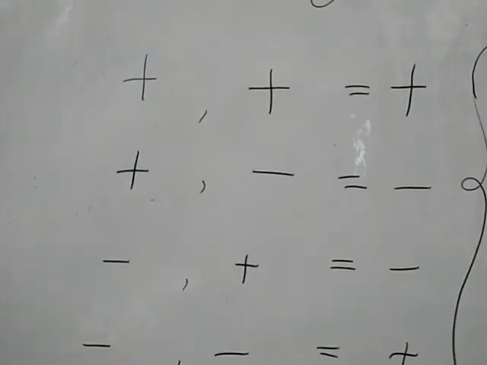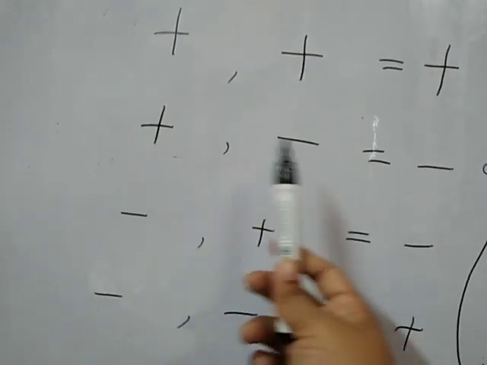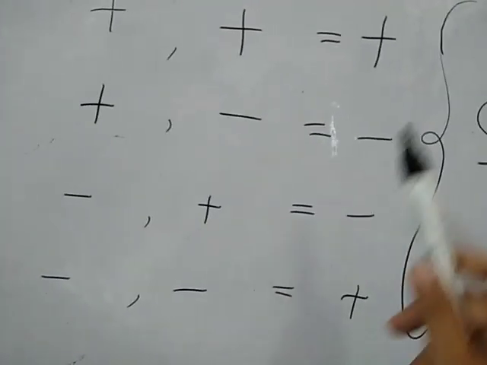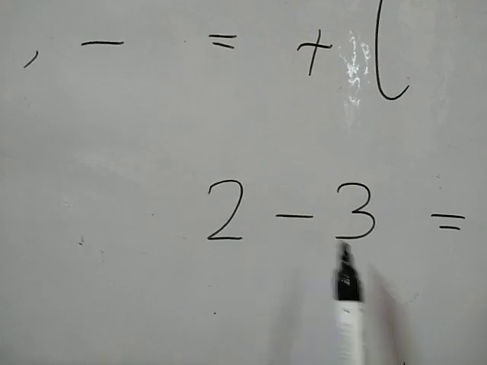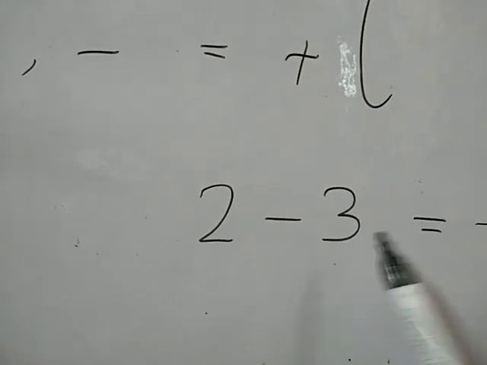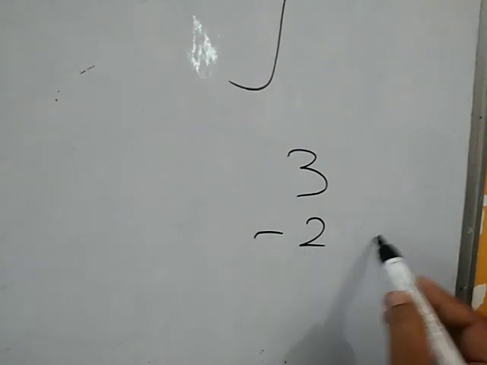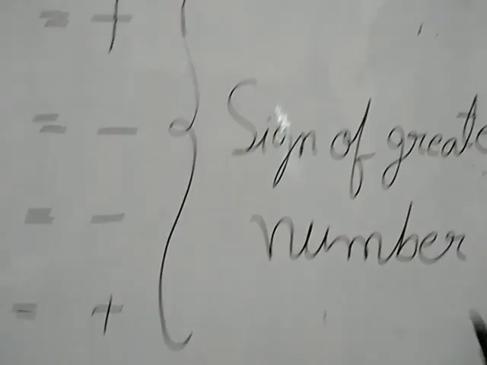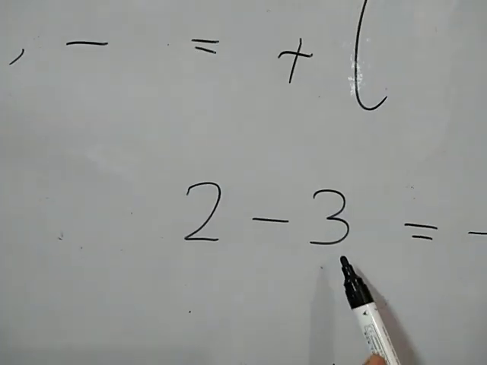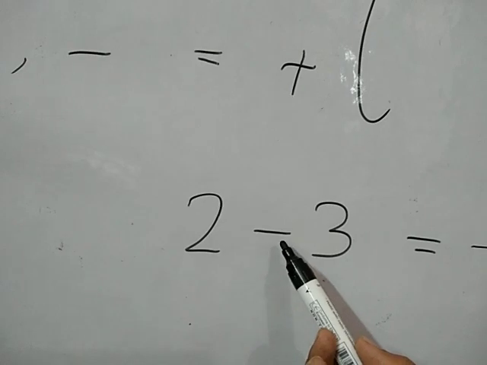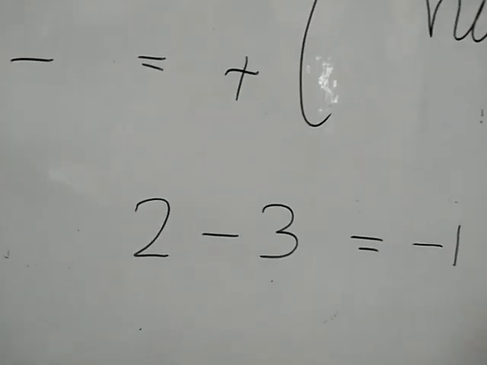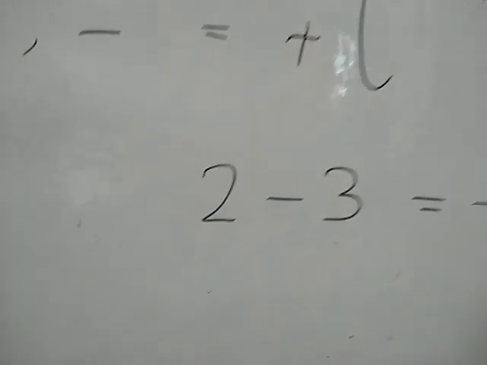Why is it minus 1? Because we have seen a rule, if one number is positive and the second is negative, we have to subtract both of them. So here 2 minus 3, 3 is the greater number, so 3 minus 2, the answer is 1. So we have written 1 and we will choose the sign of the greater number. So you can see here 3 is the greater number, and 3 is a negative integer, so the answer is minus 1. Let's take one more example.